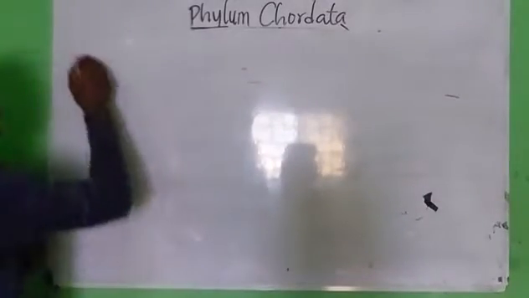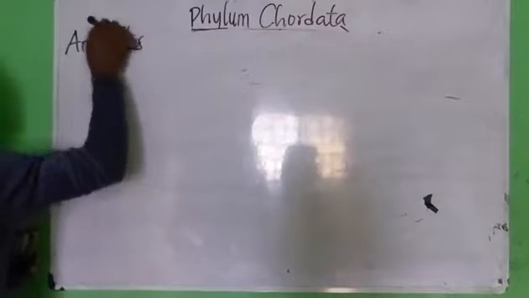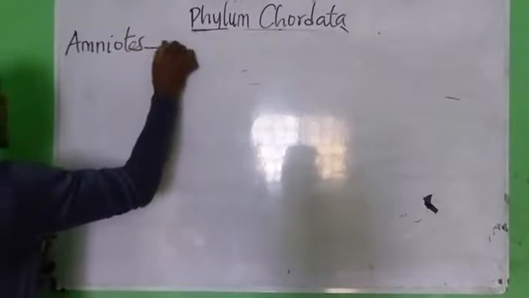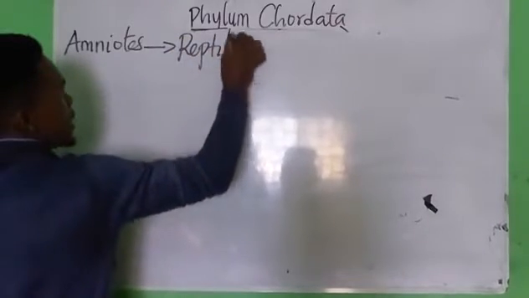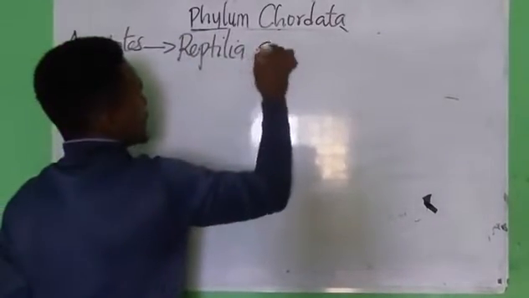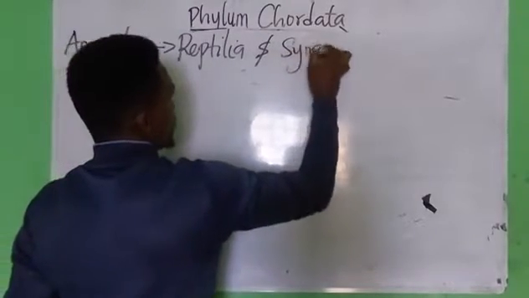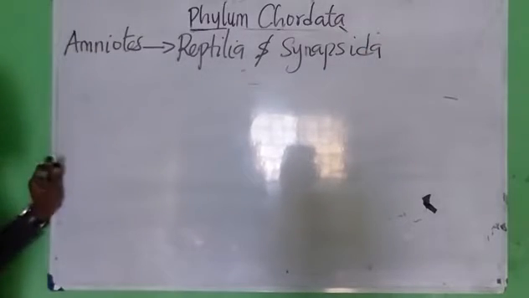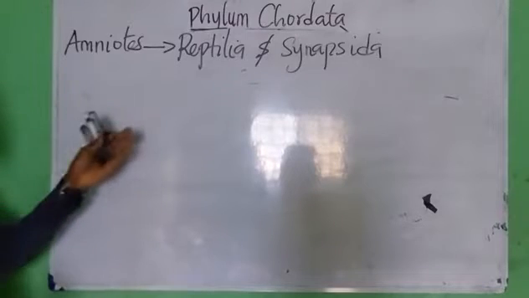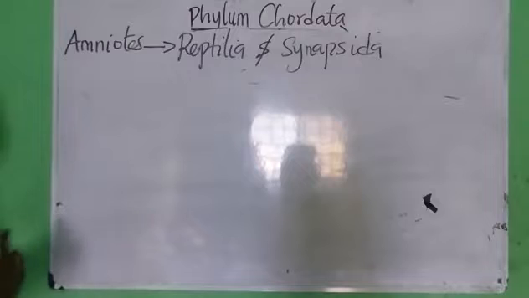Now the amniotes, all right, they are divided into Reptilia and Synapsida. Reptilia and what? Synapsida. Now, before I start explaining Reptilia or Synapsida, let me give you the various features.